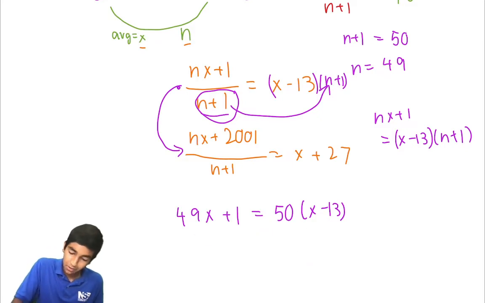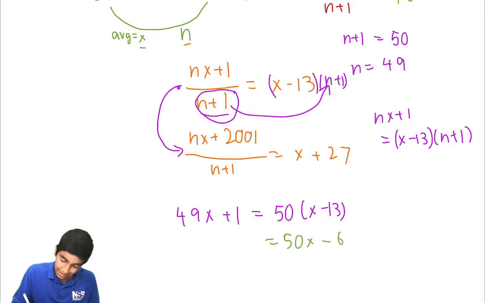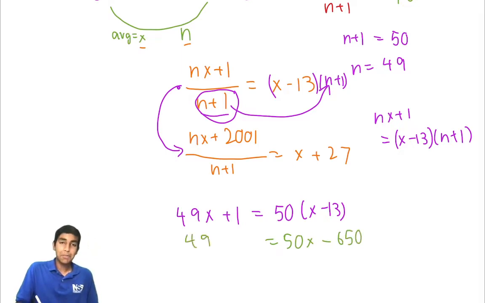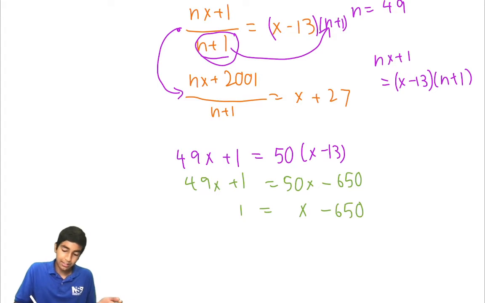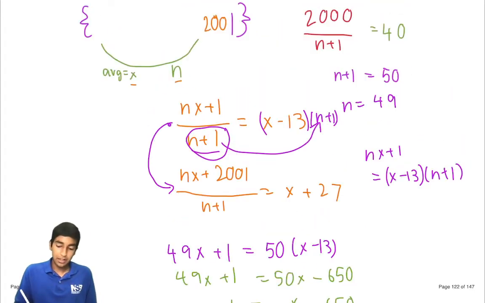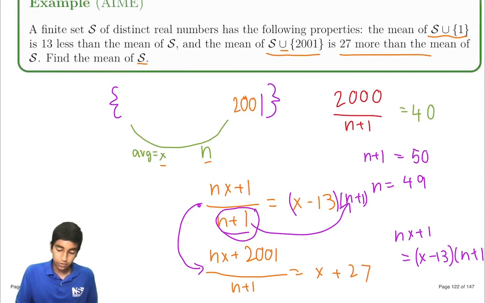And now it's a one variable equation. It's not too hard. We write this as 50x minus 650 equals 49x plus 1, and now we subtract 49x from both sides. So 1 equals x minus 650. Add 650 to both sides to get x equals 651. Now this is one solution, but here's an even more clever solution that we can do.